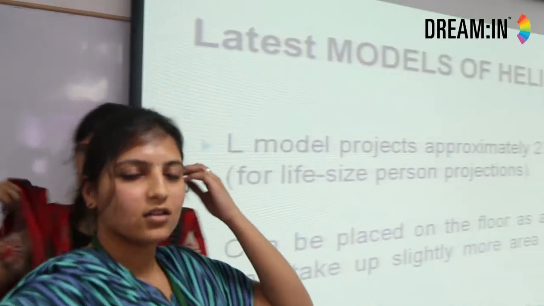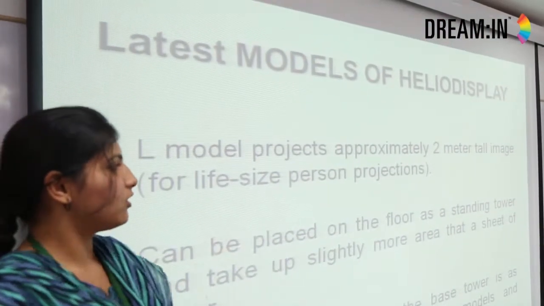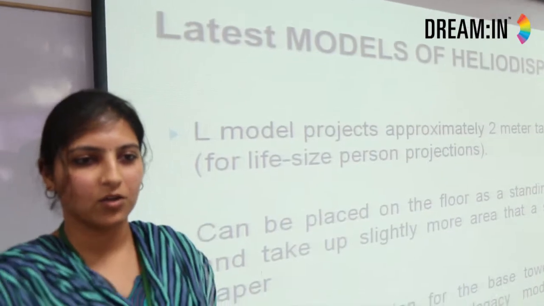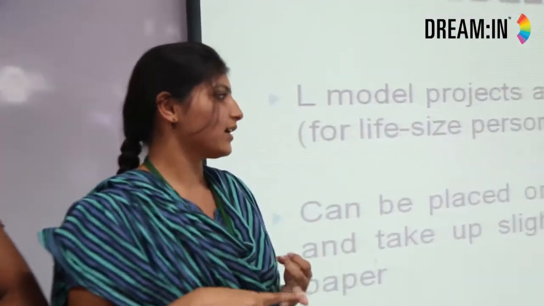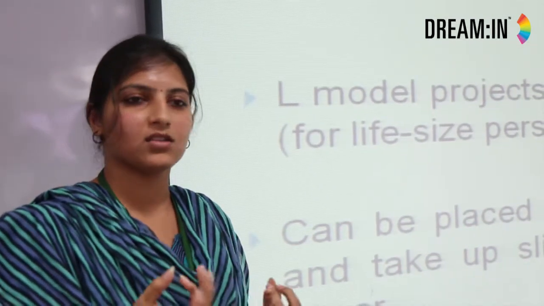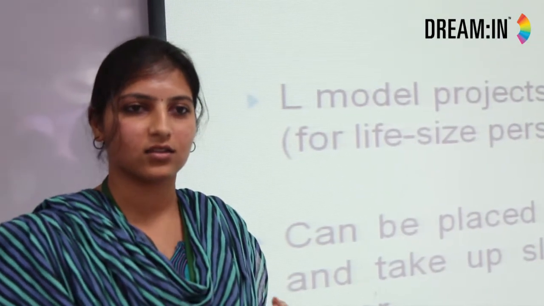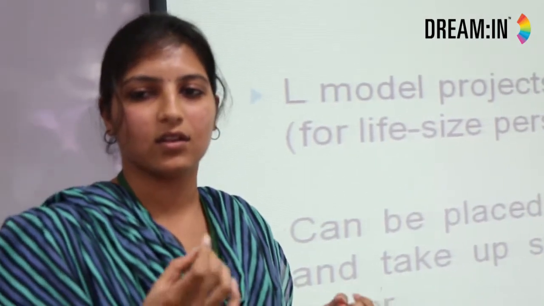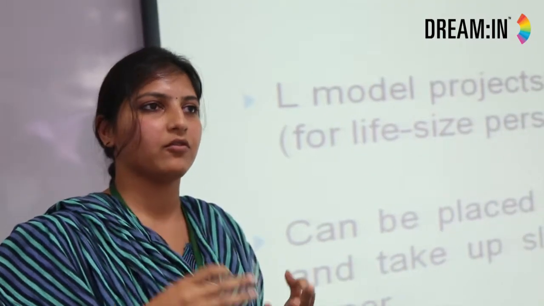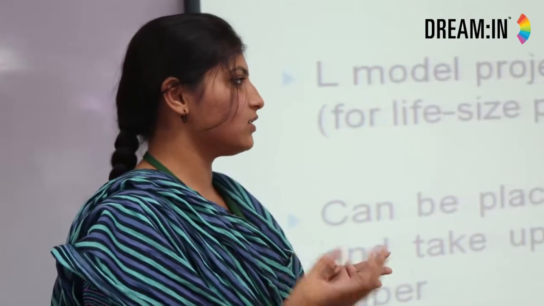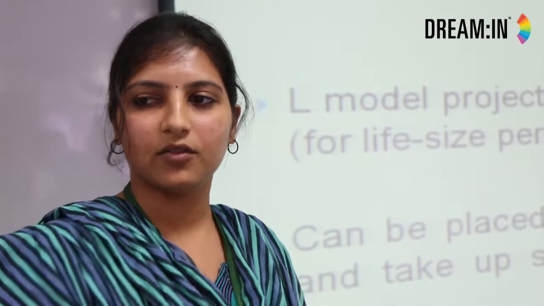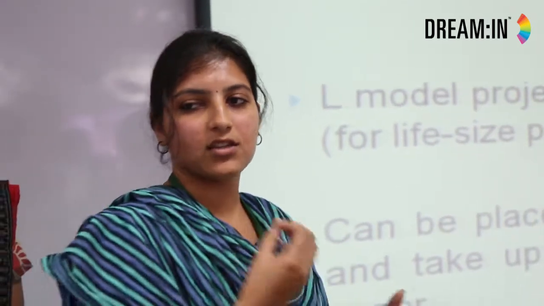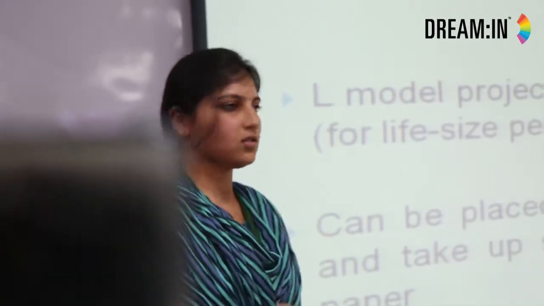There are various models of the Helio display. The first model was created in 2001 by IO2 Technologies, where they could only project images up to 22 inches. The second model could project images up to a 30-inch diagonal screen size. Further developments like the M3, M30, M50 and M100 could project images up to a 100-inch diagonal screen size. The latest models of Helio display could project an approximately 2-meter tall image, that is, a life-size person projection.